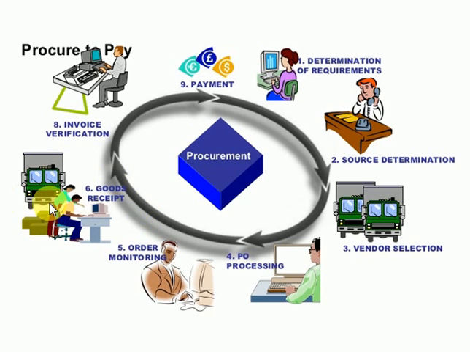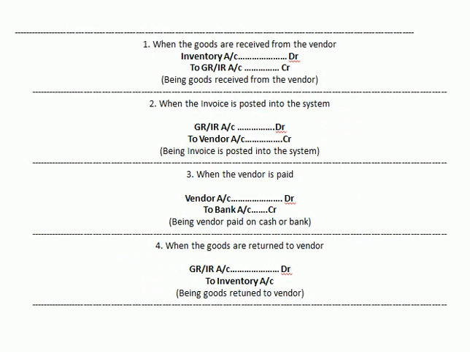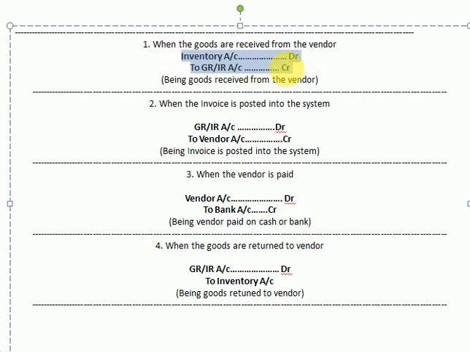In the warehouse there will be a procurement technician who will verify the goods against the purchase order, to check that both are the same. He will check if there are any damages. Once everything is fine, he will enter the goods receipt into the system. Here the journal entry will be inventory account debited to GRIR account. Inventory is what we are receiving, and we are crediting the GRIR account.